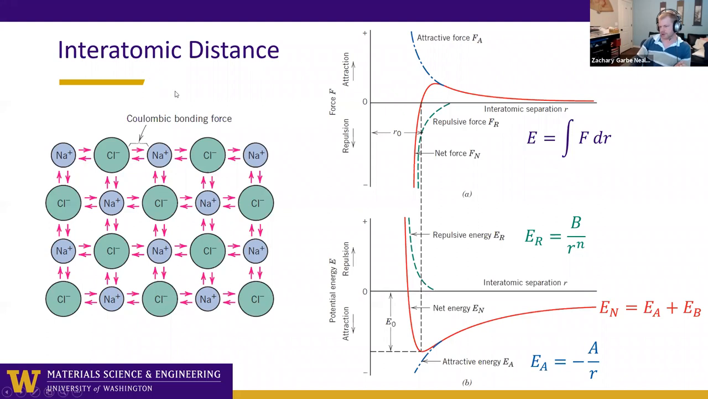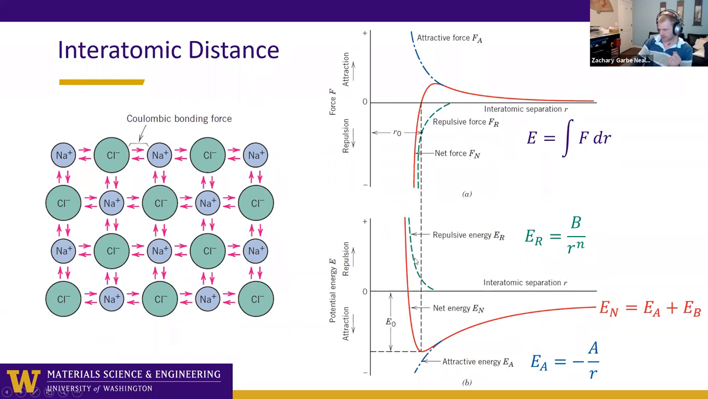All right, and so the question is, what's the equilibrium distance that these ions will want to be at? That's the bonding distance. That's when the attractive force and the repulsive force are net zero, so there's no attraction and no net repulsion. And we can look at it more on an energy scale, for potential energy, where energy is just the integral of the force versus distance.